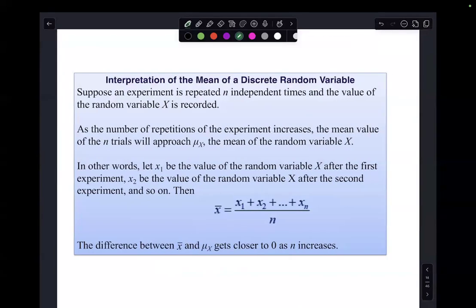So this mean that we just calculated: as the number of repetitions of the experiment increases, the mean value will approach mu sub x. That's basically what I just said. As we get more and more samples, as we ask more and more people how many movies they watch per month, our average is going to get closer to that mean. That's the interpretation. Questions, comments, queries, concerns?